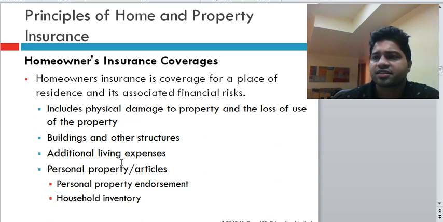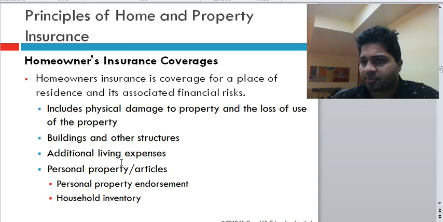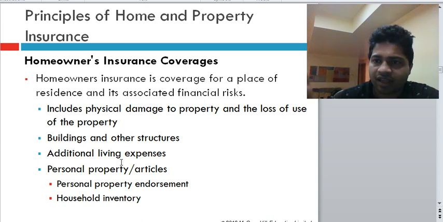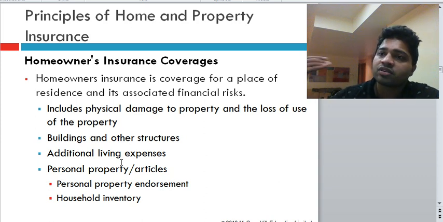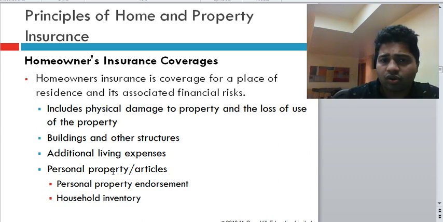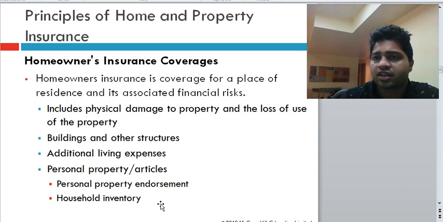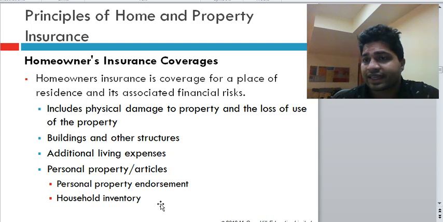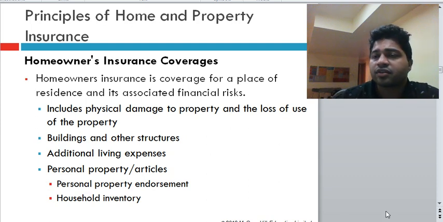Additional living expenses means, if your house is damaged, until it gets repaired you have to use a motel or an Airbnb. Insurance would cover those additional living expenses that you have incurred until the home is repaired. It also covers personal property and articles. For the personal property endorsement, you have to endorse what property is in your house, and you also have to create an inventory. The inventory is a list of items that you want to include.